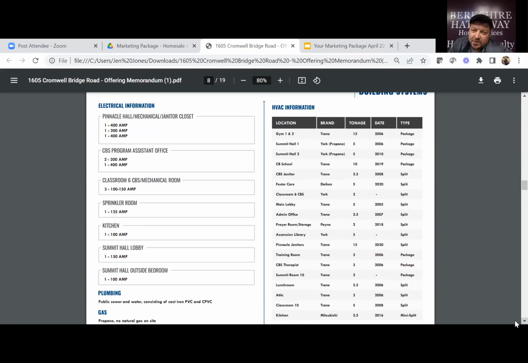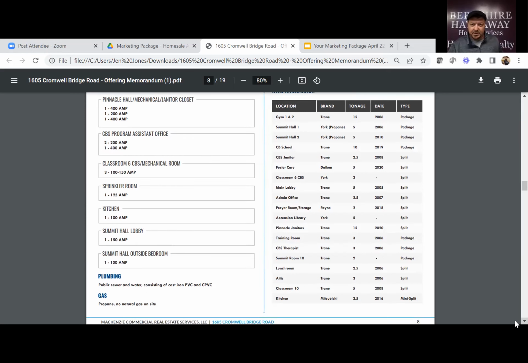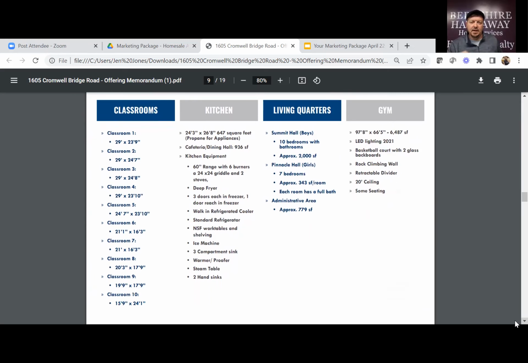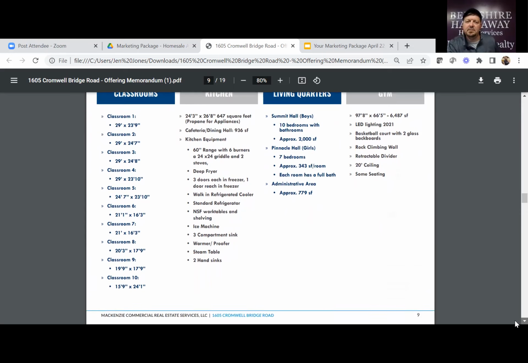Electrical information, electrical service, HVAC information, as to the tonnage, as for each room, how much it is, plumbing, gas types. This is all building specific information. In lieu of having a floor plan, you could do it this way and just number out the classrooms and that kind of stuff. But I think this does have a floor plan.